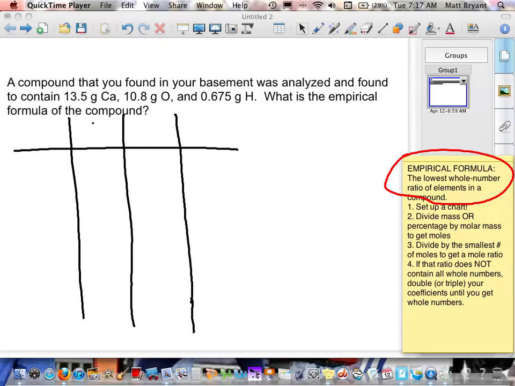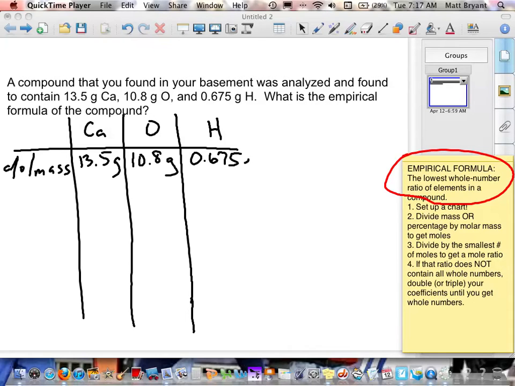So, I'm going to make 3 columns. One for calcium, one for oxygen, one for hydrogen. Now, generally, you just write them in the order that they appear in the problem. So that's exactly what I did here. Now, the first row in this chart is going to be either the percentage or the mass. Again, we can use them interchangeably. We're given masses here, so we're just going to use them. We don't need to convert anything. So, we have 13.5 grams here. We have 10.8 grams of oxygen, and then we have 0.675 grams of hydrogen. Again, these numbers would be given to you.